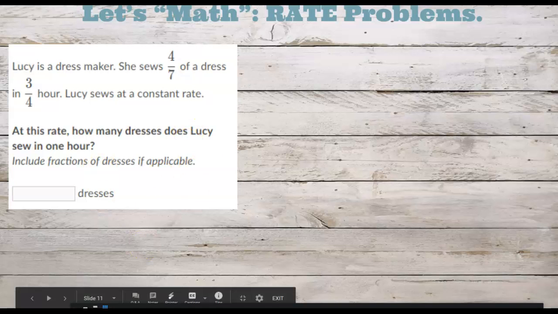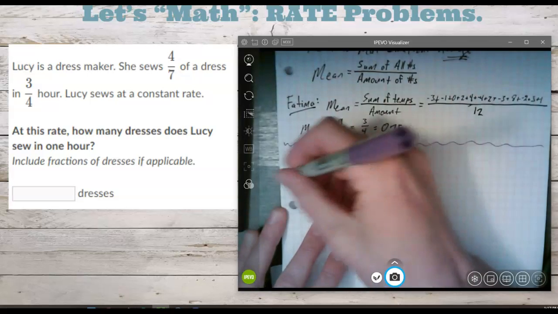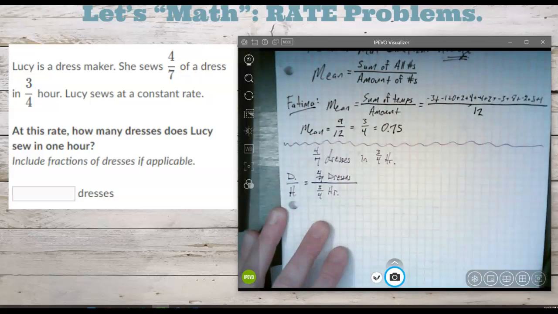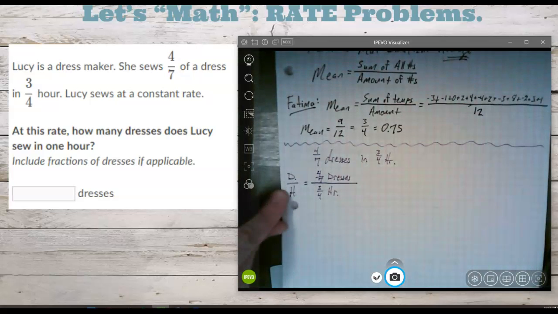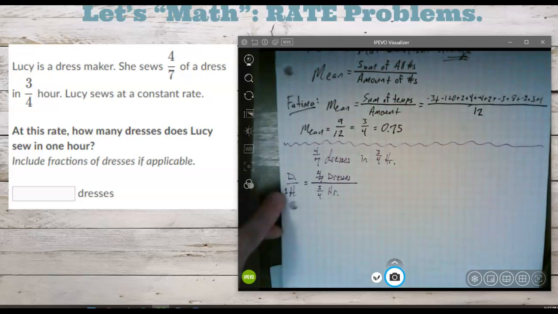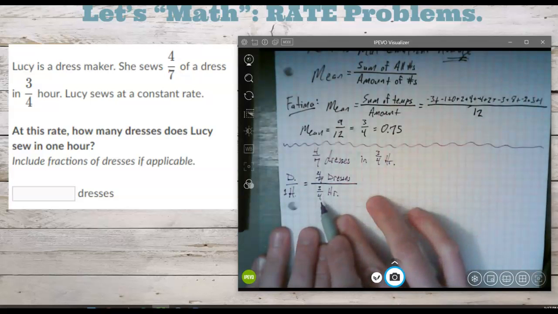Alright, now I'll show you my camera, because I wanted you guys to write a little bit on your own. You could have also, out to the side, made a little note, just to make sure that I remember I want dresses on top and hours on bottom. As soon as I figure out that I'm looking for 1 hour, I set something like this up on the side of my notes. So we have 4/7 divided by 3/4.